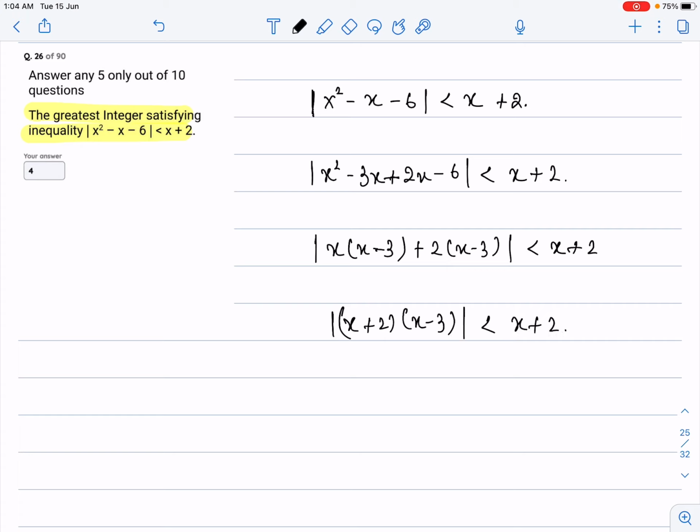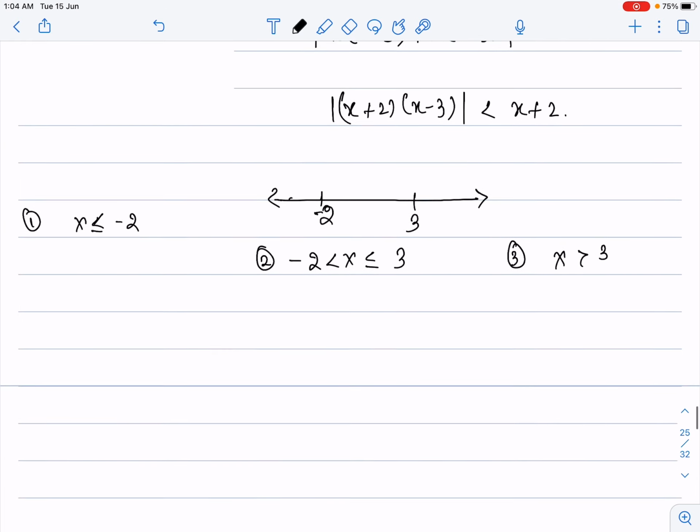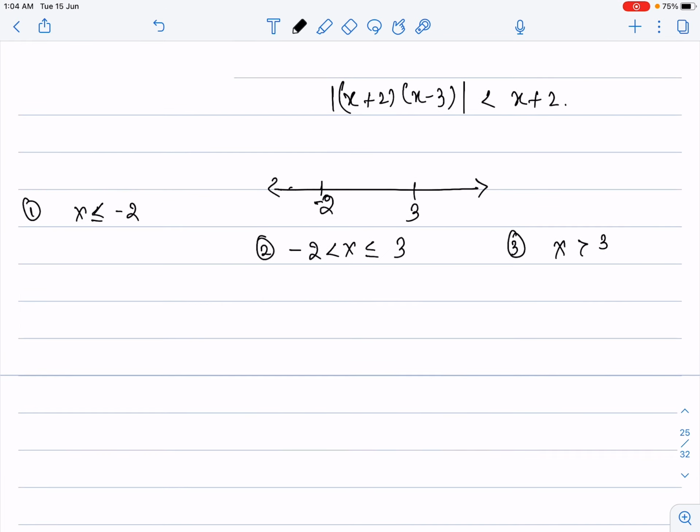Guys, I would have to plot the critical points. One critical point will be minus 2 and the other critical point will be plus 3. Then we would have to consider the cases. So minus 2 and plus 3 are the critical points. Case 1 will be x less than or equal to minus 2. Case 2 will be minus 2 is less than x less than or equal to 3. And case 3 will be x greater than 3.